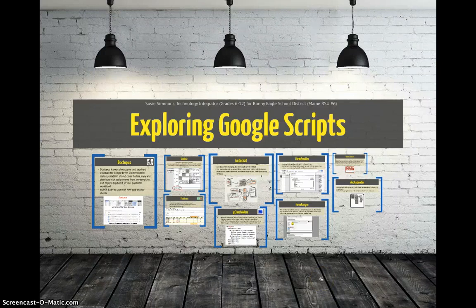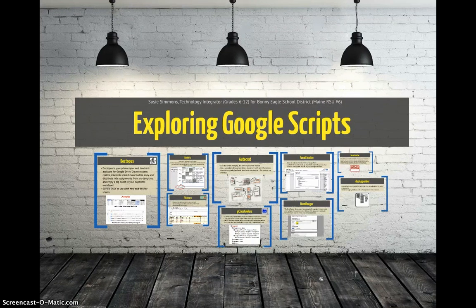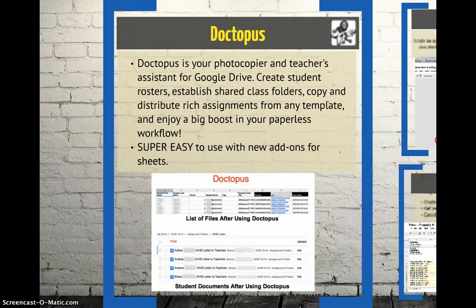So in this week's webinar, I wanted to talk about how you can use Google Scripts to basically automate some of your life and save you some time in the classroom. There are a lot of different scripts that we can look at within Google Drive, but Doctopus is by far the standard. It is very, very easy to use, and it basically acts as a photocopier for Google Drive.